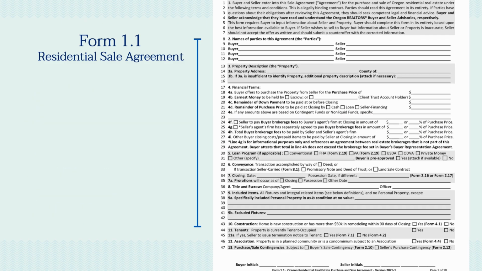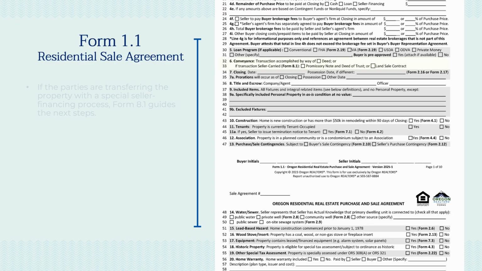The parties can specify how the property is going to be transferred, if it's going to be something that uses a deed or if it's going to be seller carried. If it's seller carried, there might be a promissory note in the deed of trust, or there might be a land sale contract that will modify the way that the actual transfer of property occurs. In either of those cases, there's a special document that helps guide that, which is Form 8.1.